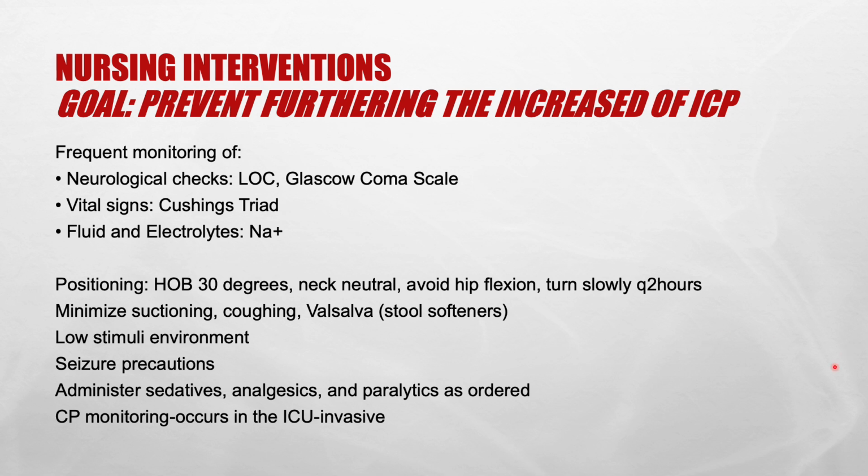Positioning of the patient is huge. So we want to keep the head of the bed to 30 degrees. This will help blood return to the heart. If the neck is flexed, it will decrease venous blood flow back to the heart. And we want to keep that neck straight, okay? And it helps to facilitate that blood flow away from the brain and back to the heart.